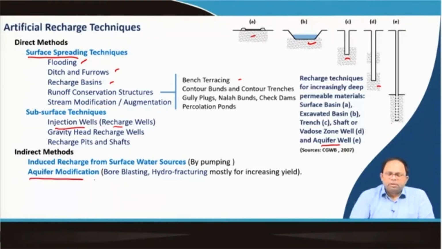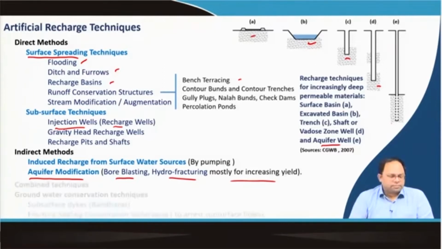The other is by aquifer modification. That means by bore blasting or hydrofracturing, sometimes we can connect multiple aquifers, and through that we can transfer water from one aquifer to another. So, we can also increase the yield in this particular way. So, these are indirect methods. We are not actually putting water in a particular area, but drawing water from surrounding areas.